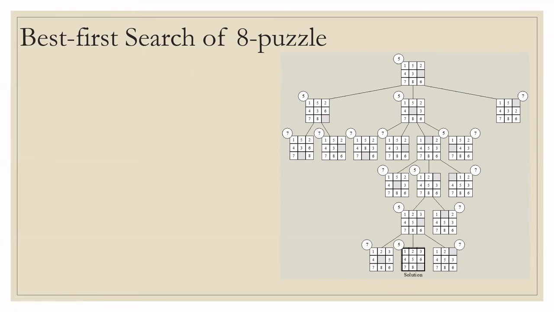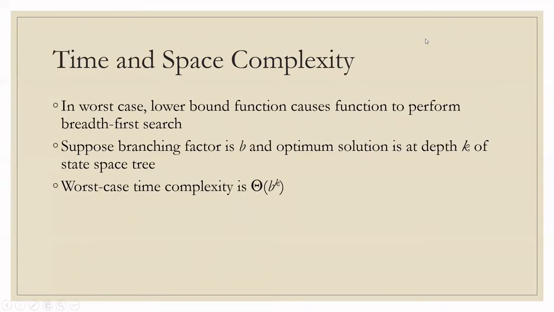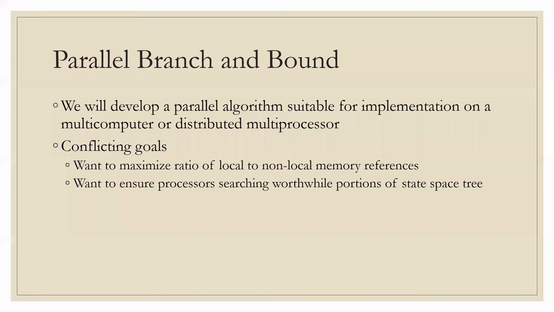Finally you reach the solution by choosing the lower bounds at each depth. In the worst case, we need to explore all the nodes based on the lower bound function. That means we have to explore all the nodes, and hence we need to do a breadth first search. So the worst case time complexity is theta of b raised to k, where b is the branching factor and k is the depth.